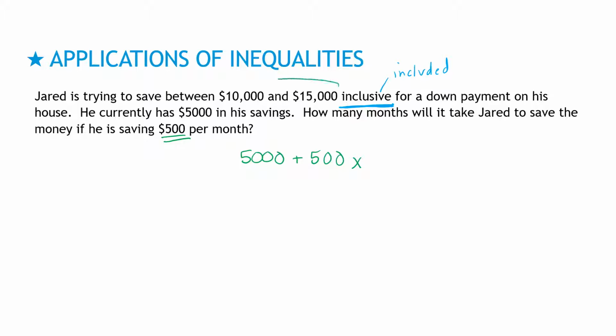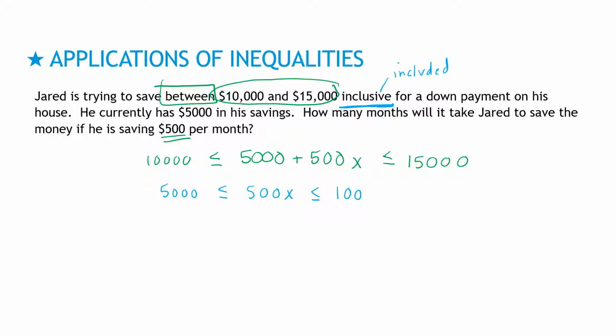I want that value to be between 10,000 and 15,000. So I'm going to write 10,000 is less than or equal to that, and then is less than or equal to 15,000, because whenever we're using between, that's how we're going to write it. Now it's pretty straightforward because that's the hardest part. Now we're just going to solve, subtract 5,000 from everything, which gives me 5,000 here, 500x left in the middle, 10,000 here. Divide everything by 500, which of course leaves me with 10 is less than or equal to x is less than or equal to 20.